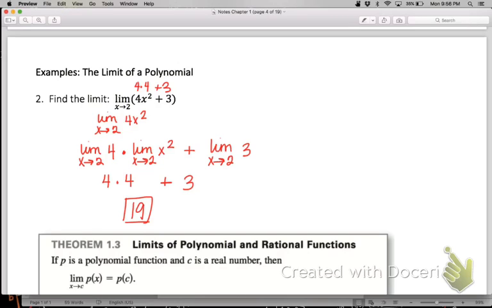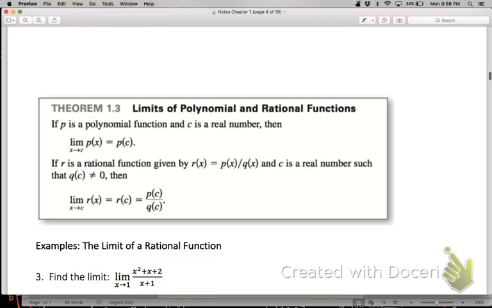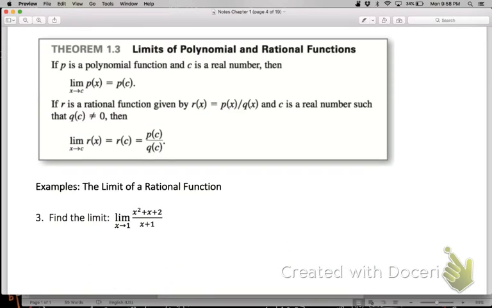Okay? And that is what this next theorem says. Theorem 1.3 talks about limits of polynomial and rational functions. And so what it is saying is that if p is a polynomial function and c is any real number, then the limit as x approaches c of p of x is just the value of p at c. You can just substitute c and that'll work. And it is the same for rational functions.